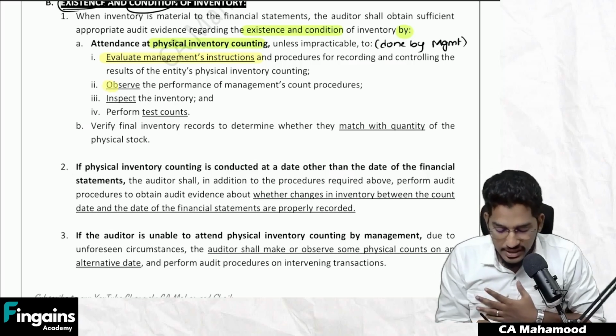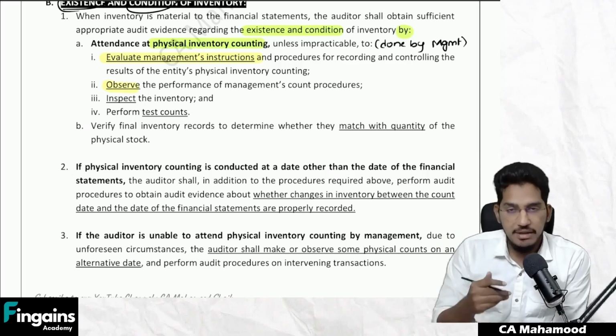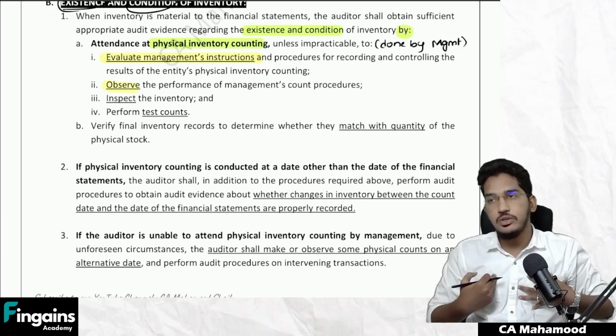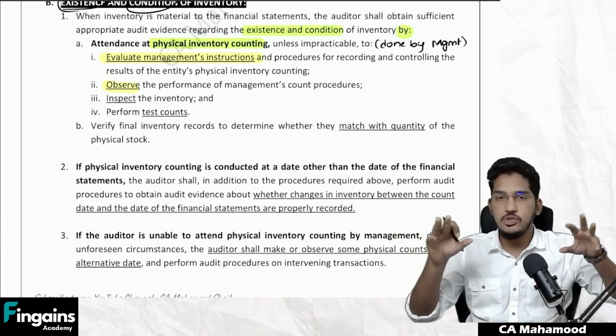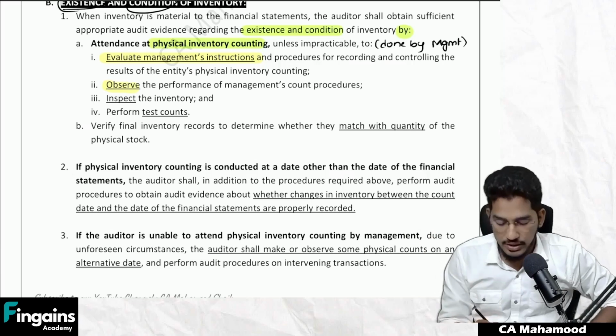After that, I should sit and observe the performance of management's count procedure. So in the first step, I will understand what instructions management is going to follow. Then I will sit and observe whether the staff and management, everybody, is doing the counting as per the instructions given to them. Then, if you are feeling bored, inspect the inventory.